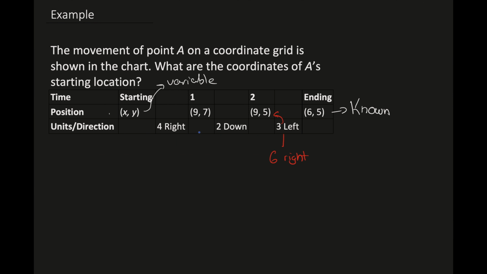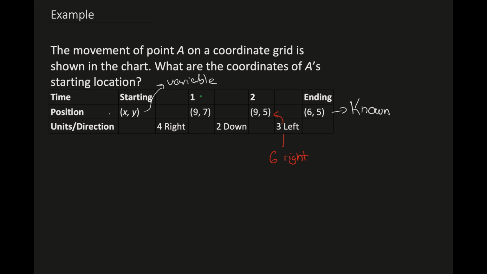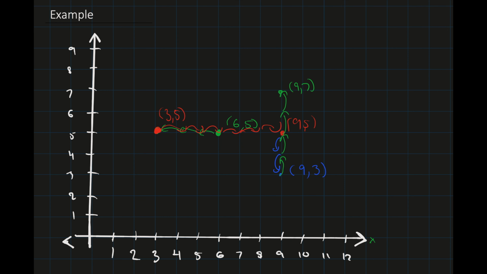Let's go back here. Now we're going to go to 9, 7. Let's take our green here. 9, 1, 2, 3, 4. We're at 9, 7. Now this might seem like a whole bunch of mess, but it's important. And now we're going to go 4 right, because that's what we have to do next.